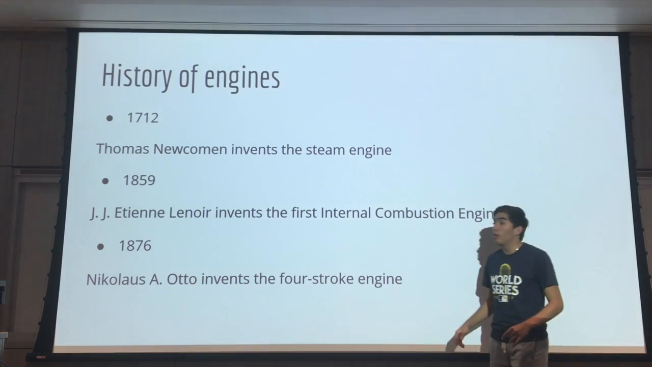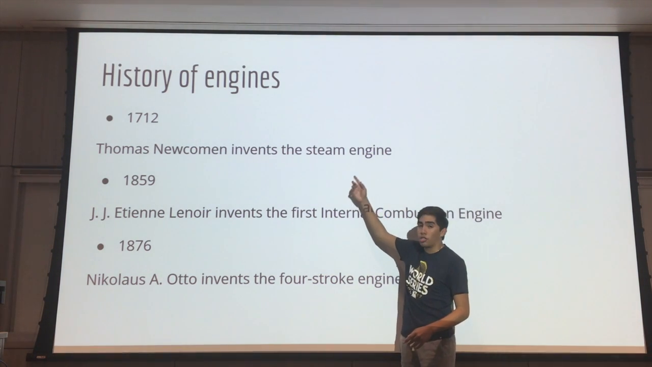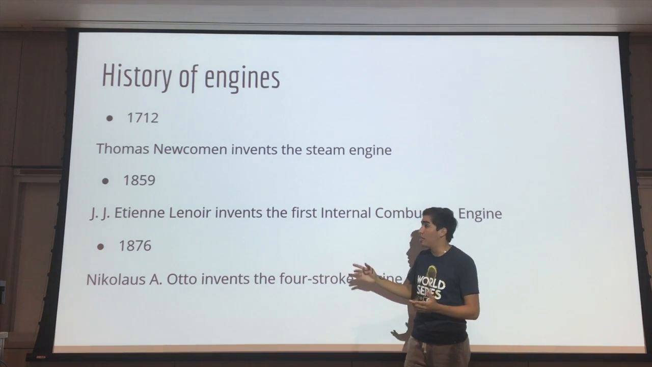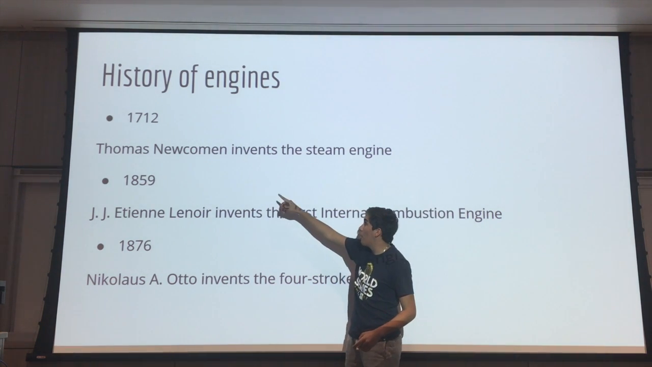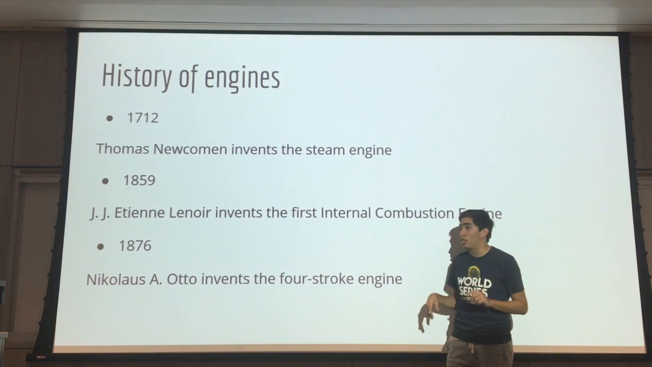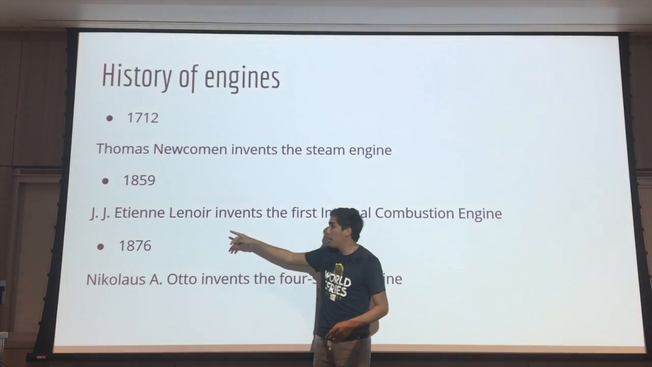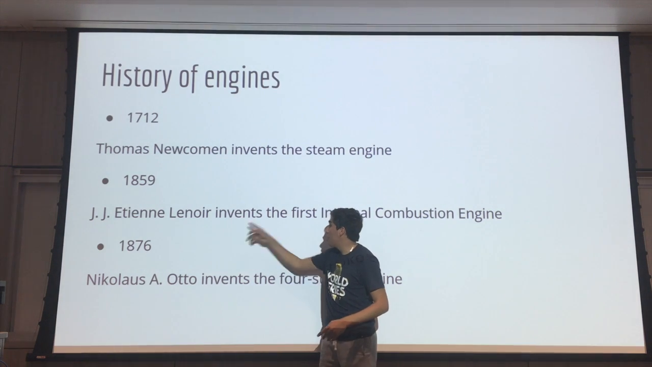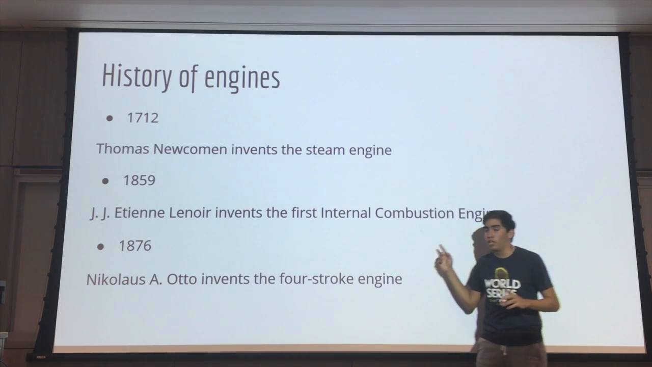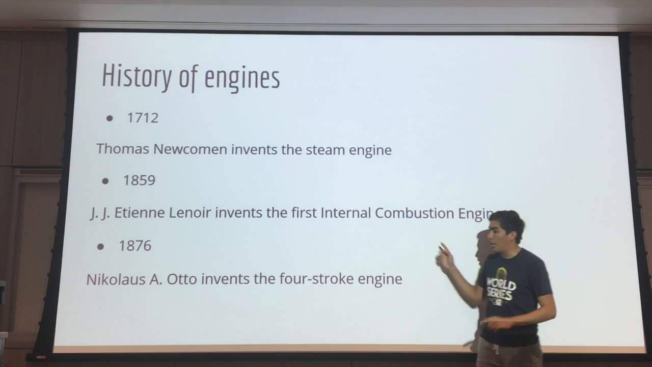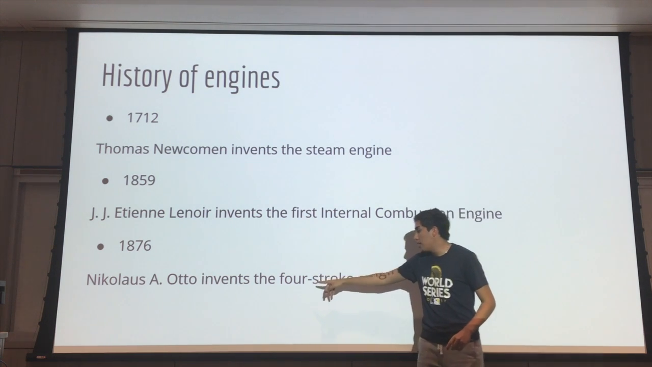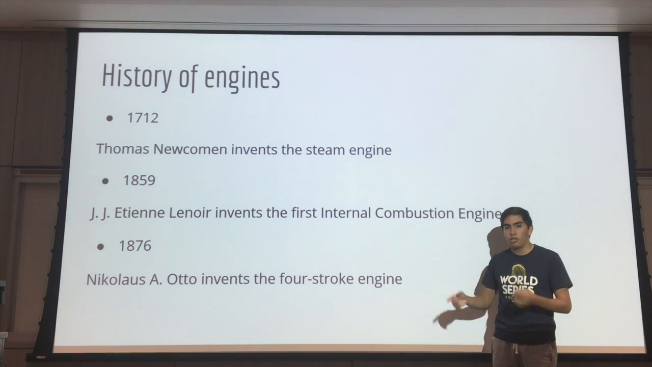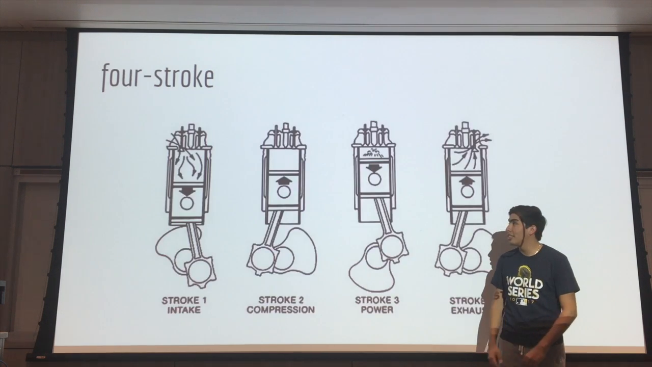Probably the most notable example of the use of combustion is engines. Brief history of engines. In 1712, Thomas Newcomen invents the first steam engine, which impulsed the Industrial Revolution. Later, in 1859, Etienne Lenoir invents the first internal combustion engine, which was later used by Nicolas Otto to invent his four-stroke engine, which is now used in pretty much every vehicle.